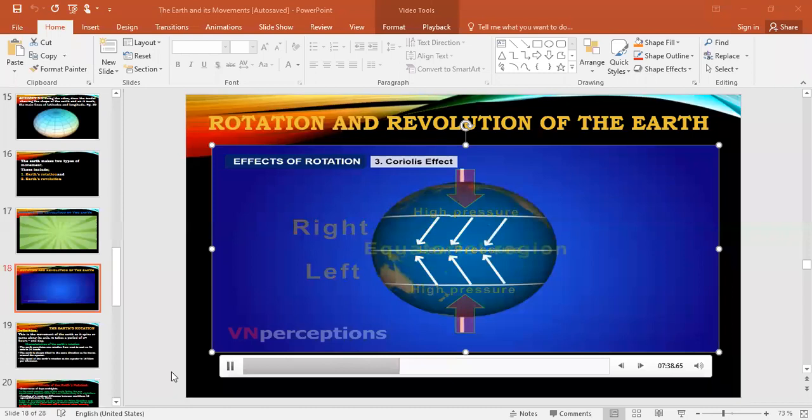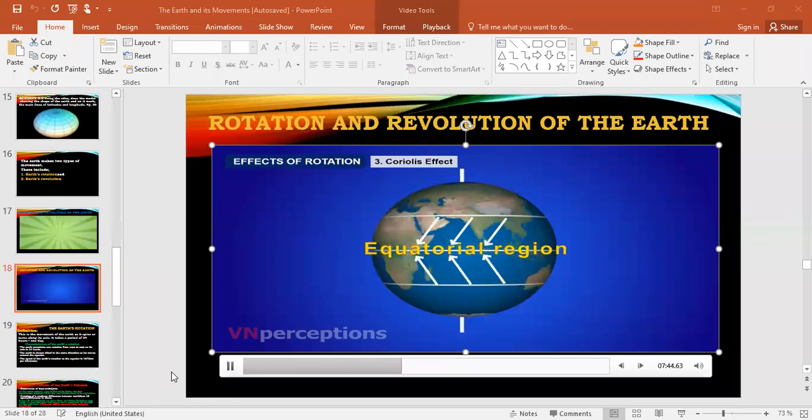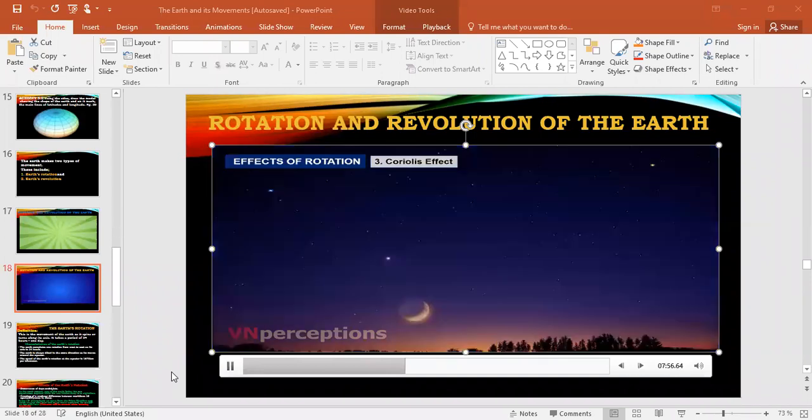But in the equatorial region, that is the region between 5 degrees north and 5 degrees south, the wind does not bend. These are the regions of doldrums, or we say these are the regions of calm, and these are the regions of low pressure.